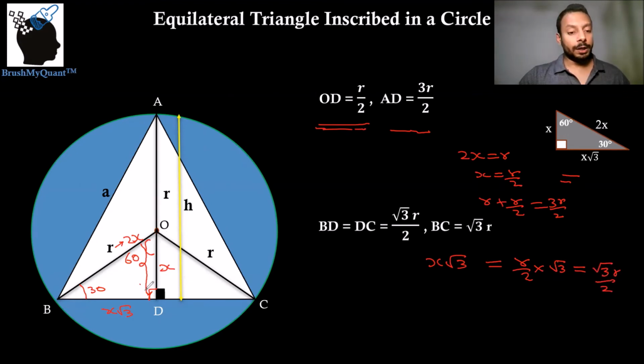Now, if you look at triangle ODB and ODC, those two are actually congruent triangles because OD is the common side. Angle BOD is equal to angle COD is equal to 60 degrees and BO is equal to OC is equal to R. That means the two triangles are congruent. So that also gives us that BD is equal to DC, which is root 3R by 2. And that makes BC as root 3R by 2 multiplied by 2, which is nothing but root 3R.